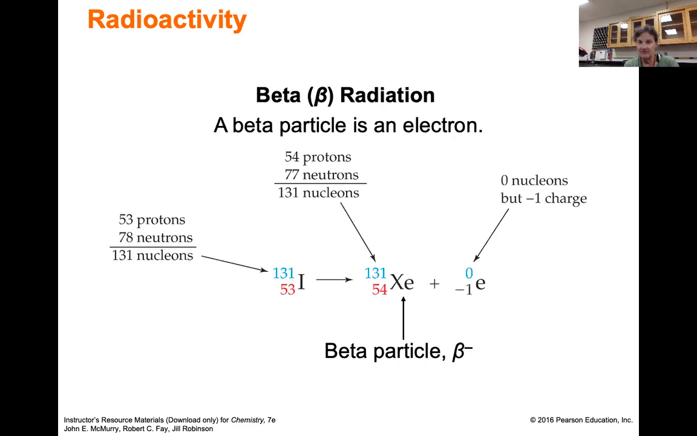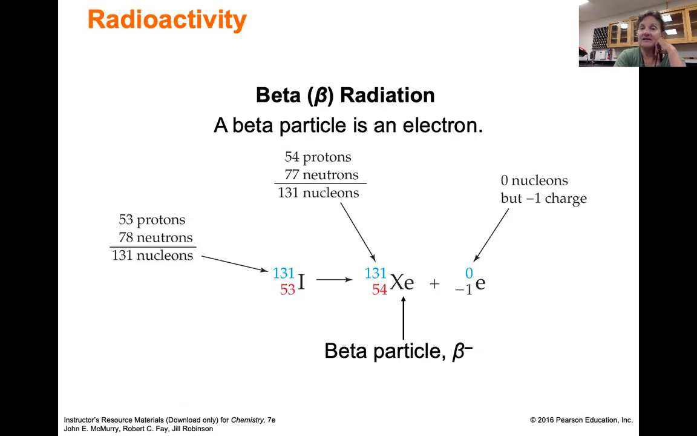The same is true for the charge, but now we want to think about it: if you have 53 positive charges on the left-hand side, one of the neutrons in the nucleus goes up to a proton. And so on the right-hand side, now you have 54 protons, but you have the same number of nucleons because one of the neutrons just became a proton.